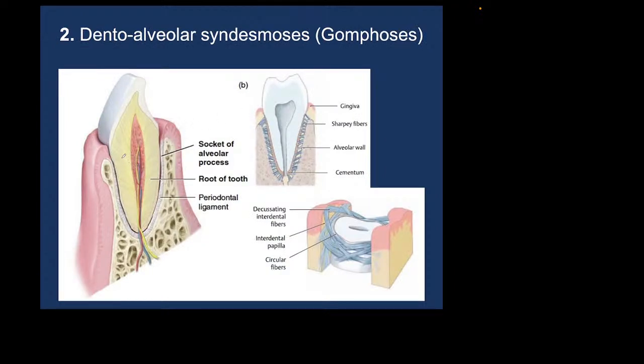Dental-alveolar syndesmosis is a connection between teeth and the alveolar process, the connection between the tooth and the socket of the alveolar process. This is a layer of connective tissue which helps to fix the tooth into the jaw, between maxilla and mandible.